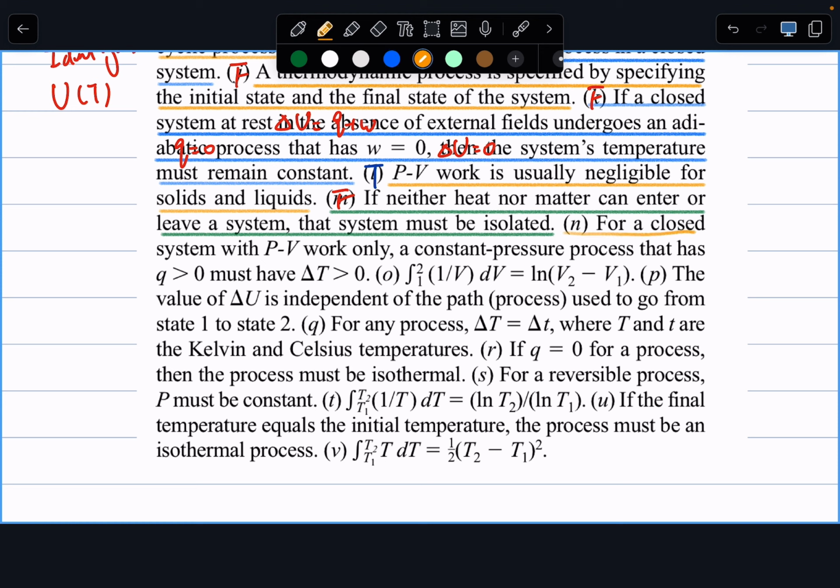For a closed system with PV work only, a constant pressure process that has Q larger than 0 must have delta T larger than 0. So this question is quite a weird one, right? It only tells me heat is larger than 0. We don't know how work changes, we don't know how internal energy changes, and consequently, there is no way we can conclude what delta T is. So we just don't have enough information to make a link between heat and delta T.